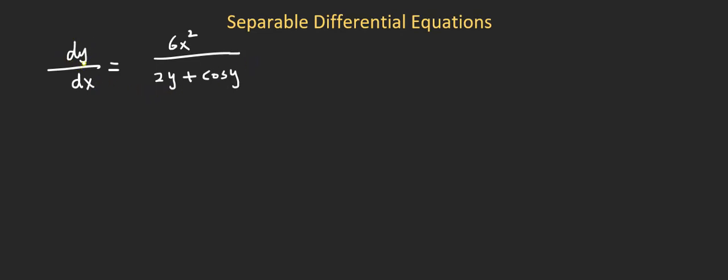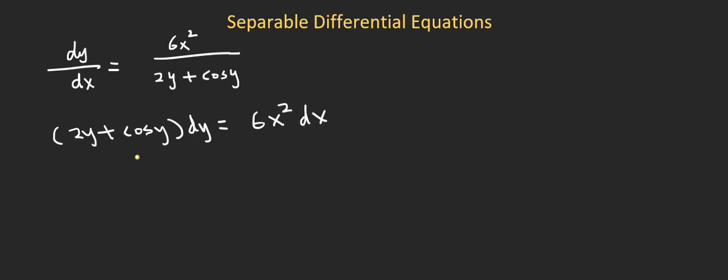So dy is already a numerator. We need to make dx into a numerator. In order to do that, we have to move dx to the other side by cross multiplying. So when you cross multiply, you end up getting this: the quantity 2y plus cosine y dy is 6x squared dx. Now all the y's are on one side and all the x's are on the other side, and dy and dx are numerators.